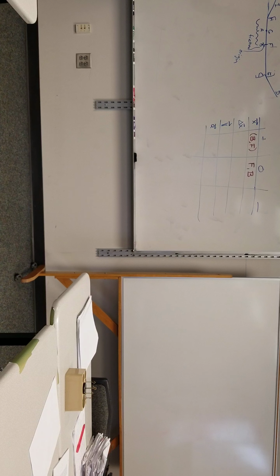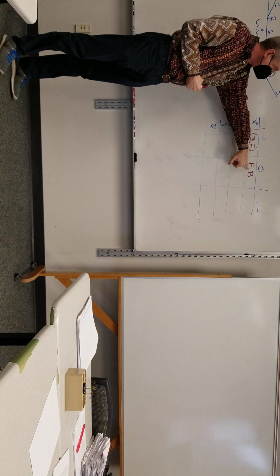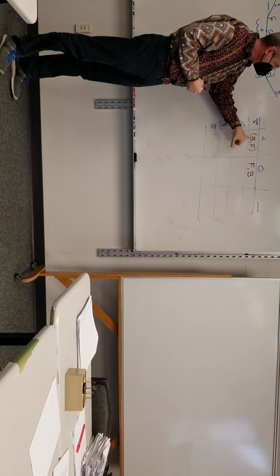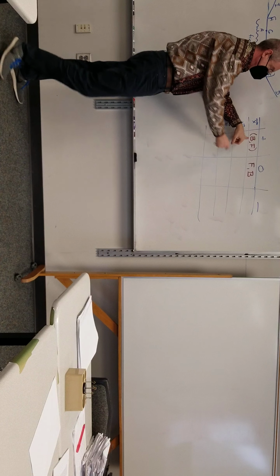Now some students write it backwards and they'll do F to B. I treat that between F and B as the same as B and F. Notice I have the parentheses here because F and B are 0. If I put the bracket, that would indicate that B is also included here, and B can't be both.